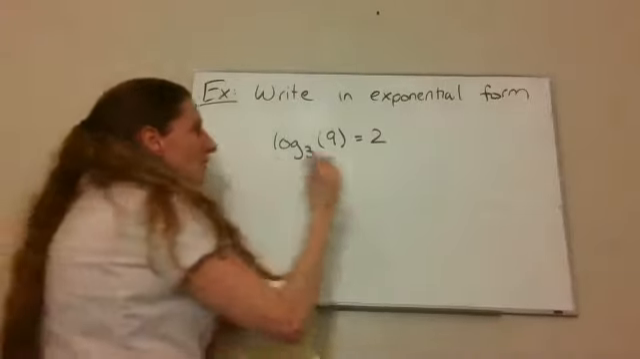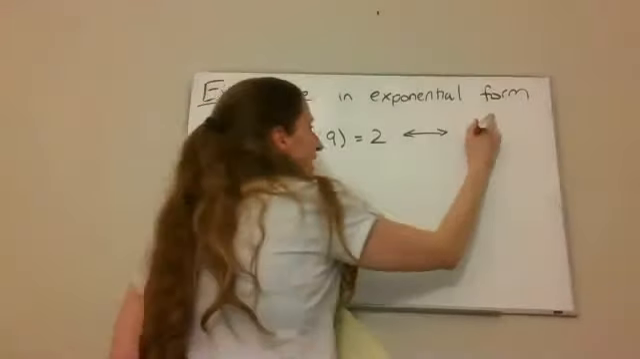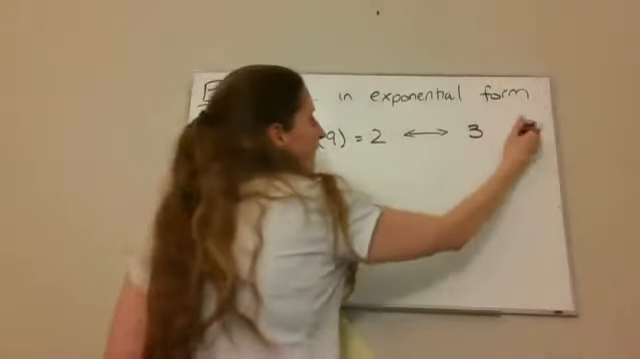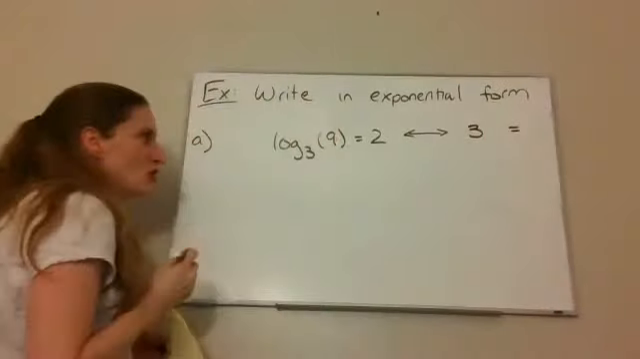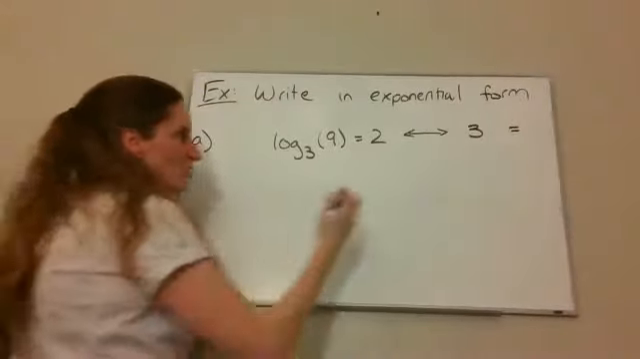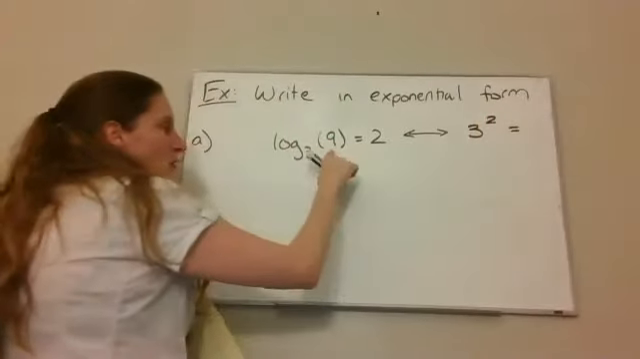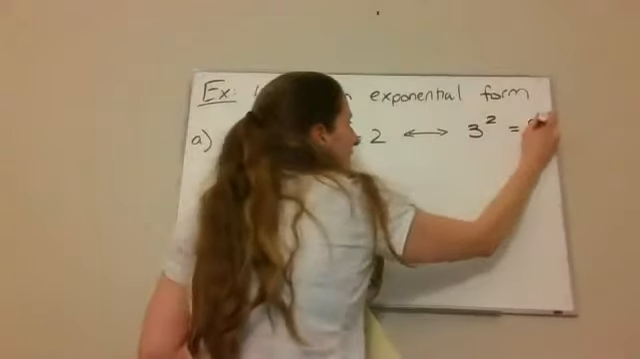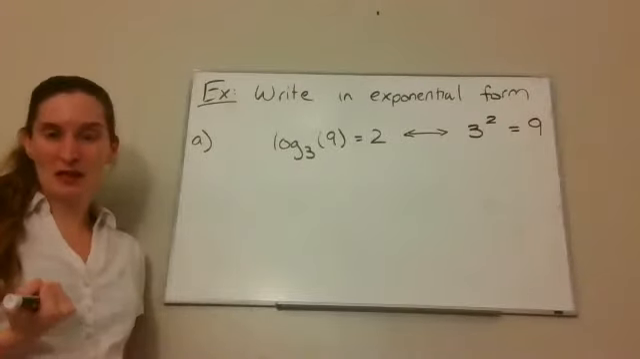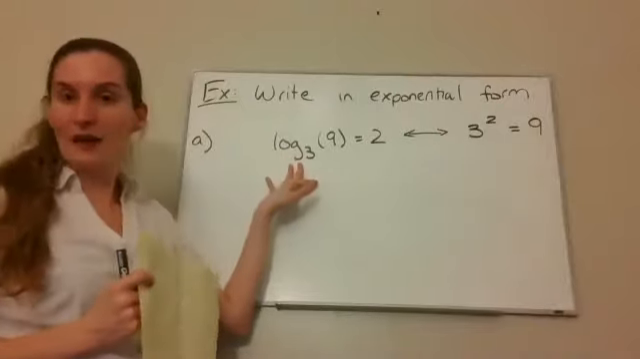So remember that these things are equivalent. I need to have my base, which is 3. The base of the logarithm is the same thing as the base of the exponential. But then the exponent is the opposite side of the equation. So I get 3 to the second power equals the stuff in the parentheses there. 3 squared equals 9, which is a statement we know is true. This is just a different way of writing the same exact statement.